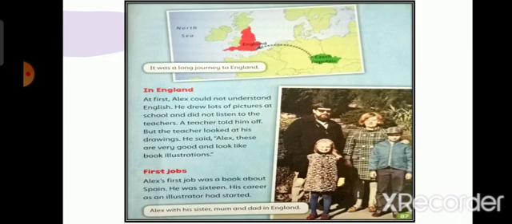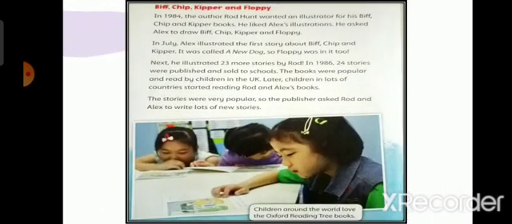And what do you mean by career? Yes, it means profession or a job. He was just 16 years old when he started his career. Okay? Now let's go to the next page. It is page number 88. Let's continue.